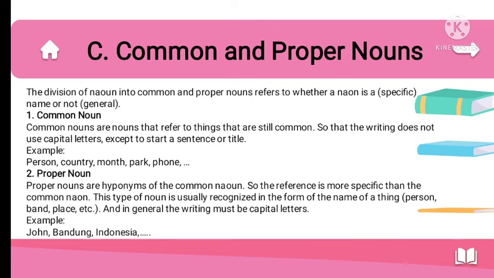Number 2 is proper noun. Proper nouns are the specification of the common noun, so the reference is more specific than the common noun. This type of noun is usually recognized in the form of the name of a thing, person, band, place, age. And in general, the writing must be in capital letters. Example, John, Bandung, Indonesia.